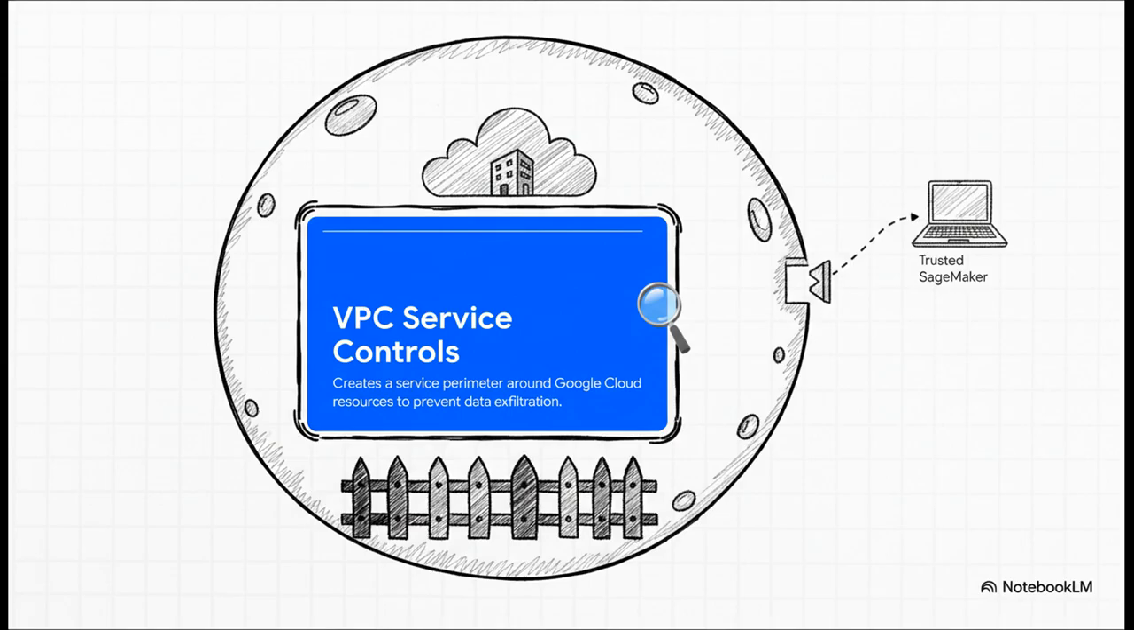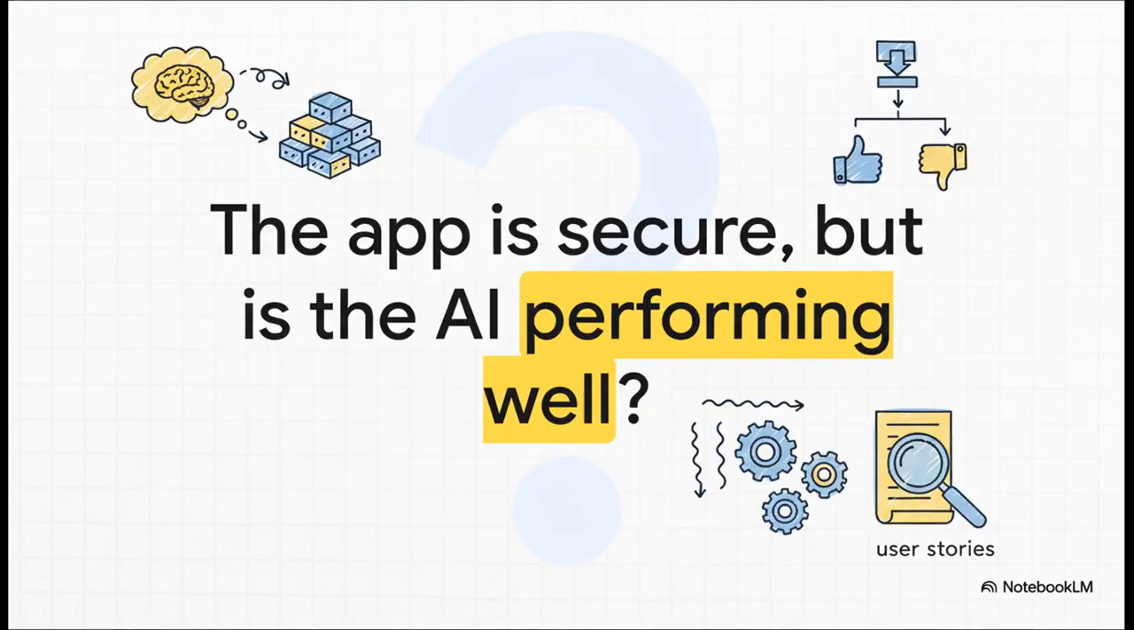This is done using something called VPC Service Controls. It creates this secure perimeter that prevents data from leaking out, while also letting them create a private, controlled doorway for trusted services, like that data scientist's notebook. Okay, so security is locked down.